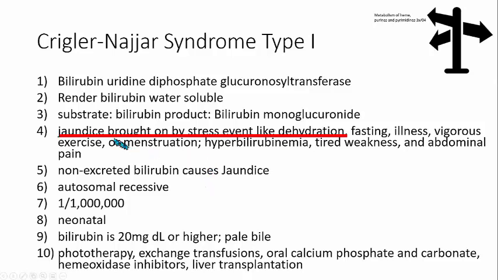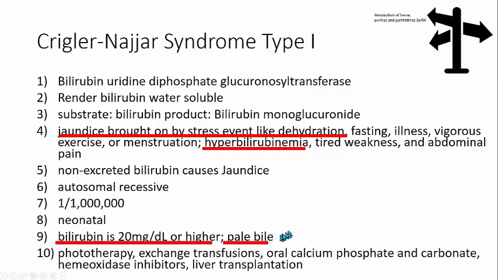after birth. Again, it's a jaundice event brought on by stress, in this case often the act of birth, and we see hyperbilirubinemia. This disease is most often confirmed when the bilirubin is seen to be greater than 20 milligrams per deciliter. It can actually go much higher than this shortly after birth, and we will see these children as extremely jaundiced due to the hyperbilirubinemia, and they will typically have very pale bile.